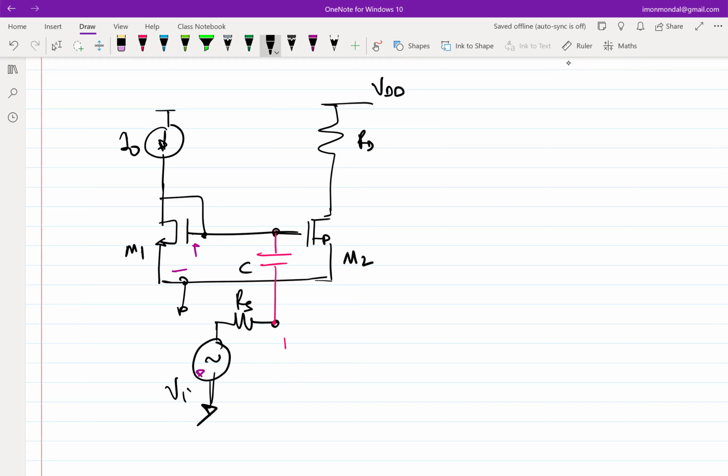So even if RG is not there, if I connect it directly, even then this is not going to work, because part of I0 will flow through this, right? So the current through M1 will be less than I0. So the magical value of VGS will be lesser than whatever it is required for a current of I0. So it's not going to work. The best thing to do is not connect it like that, and connect it through a capacitor.